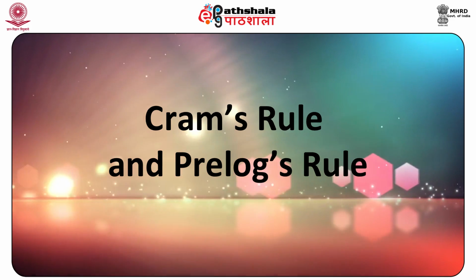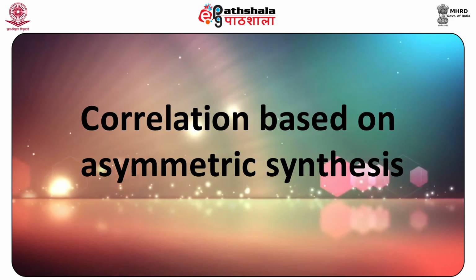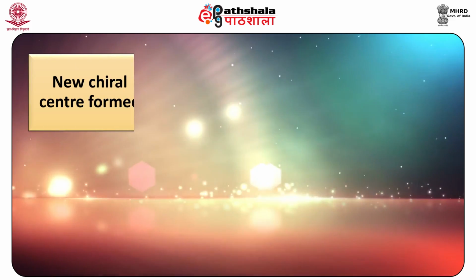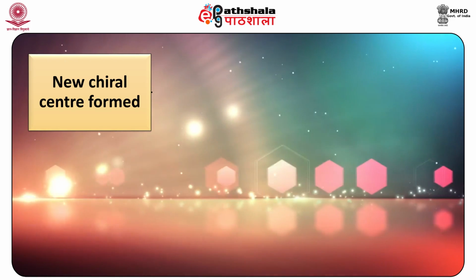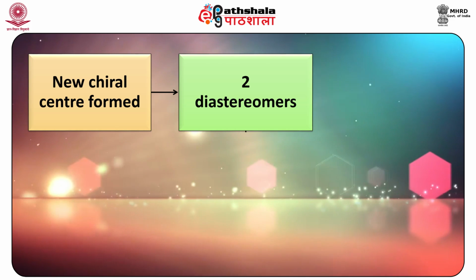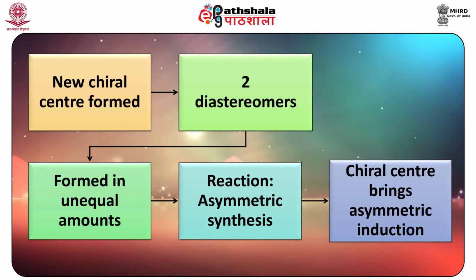Cram's rule and Prelog's rule. Correlation based on the asymmetric synthesis. When a new chiral center is formed in a molecule which already contains one or more, two diastereomers are formed in unequal amounts. The reaction is known as asymmetric synthesis, and the existing chiral center or centers bring about asymmetric induction. A few empirical rules have been proposed, depending on the substrates, which correlate the configuration of the newly created chiral center in the preponderant diastereomer with that of the existing one.